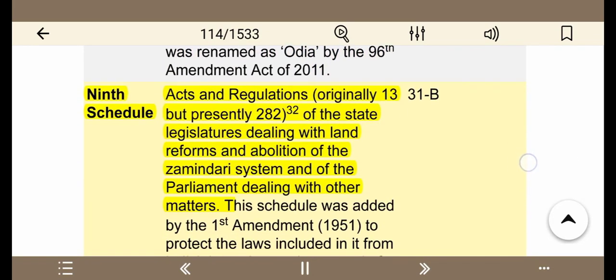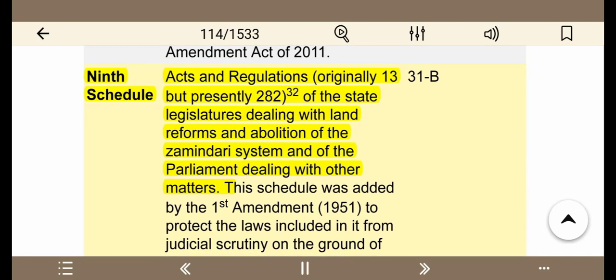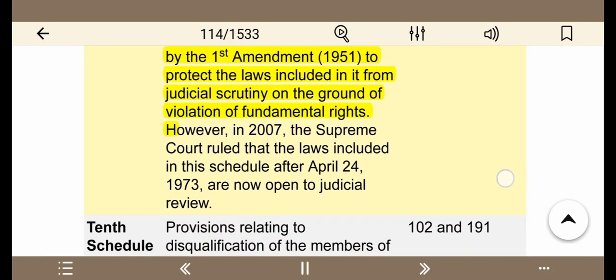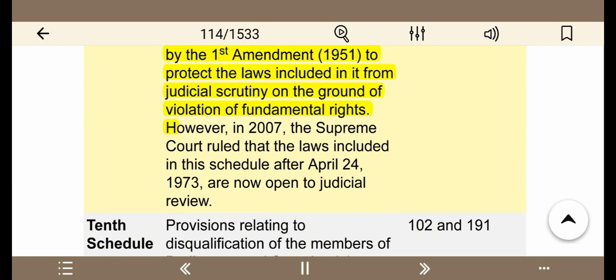Ninth Schedule: Acts and Regulations, originally 13 but presently 282, of the state legislatures dealing with land reforms and abolition of the zamindari system and of the Parliament dealing with other matters. This schedule was added by the First Amendment 1951 to protect the laws included in it from judicial scrutiny on the ground of violation of fundamental rights.